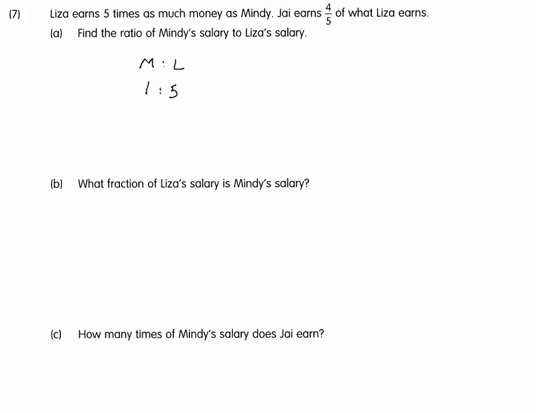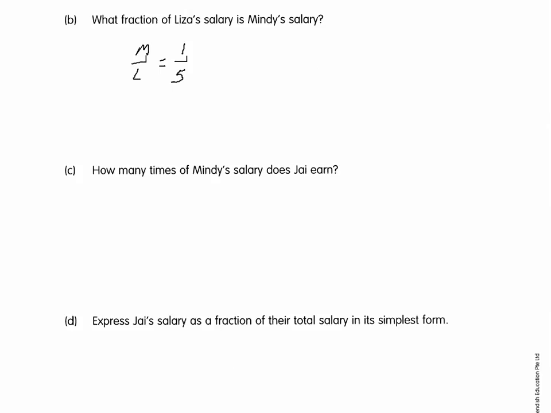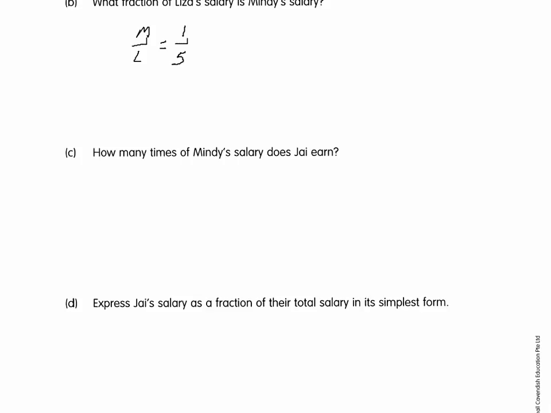Better pay attention. Okay, so we have Mindy over Lisa. So Mindy is how many? Is 1, over 5. Okay, next. How many times of Mindy's salary does Jai earn? Just now we concluded that Mindy is 1 unit. Jai is how many units? 4, right? So 1 unit and 4 units, how many times is that? 4 times. So this one is very simple.